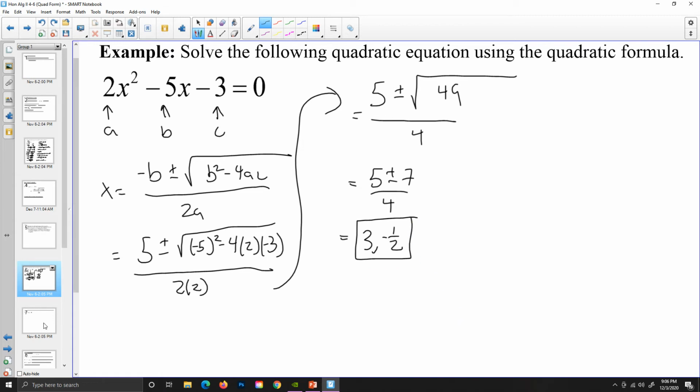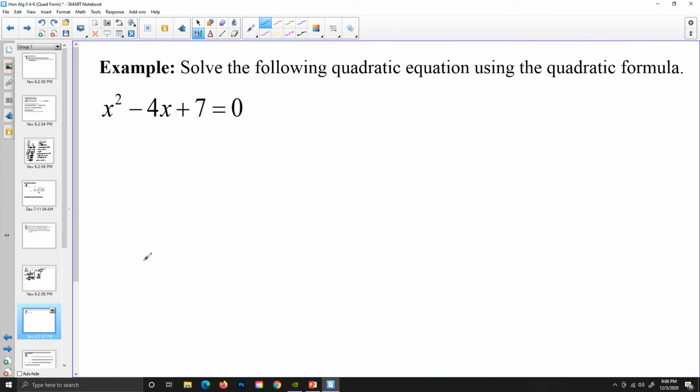Now let's look at one that's a little bit uglier. This one says solve the following quadratic equation using the quadratic formula, and it looks right off the bat that it might be easier to factor, because I've got a leading coefficient of 1. Now I asked myself, are there two factors of 7 that add up to -4? The problem with that is that these two would have to be negative, and the only two factors of 7 that are negative would be -1 and -7, which add up to -8.